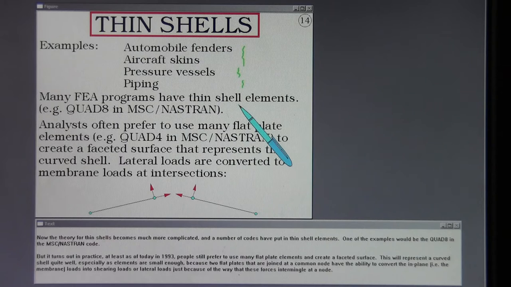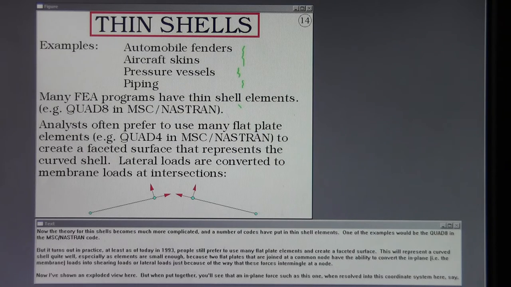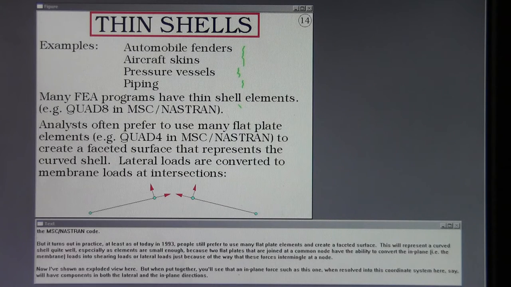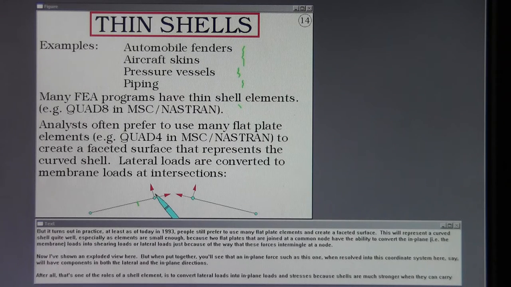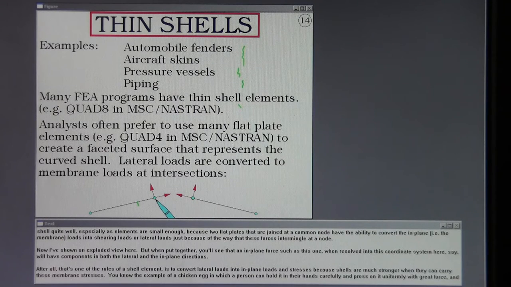But it turns out in practice, at least as of today in 1993, people still prefer to use many flat plate elements and create a faceted surface. This will represent a curved shell quite well, especially as elements are small enough, because two flat plates that are joined at a common node have the ability to convert the in-plane or the membrane loads into shearing loads or lateral loads just because of the way that these forces intermingle at a node. Now, I've shown an exploded view here, but when put together, you'll see that an in-plane force such as this one, when resolved into this coordinate system here, say, will have components in both the lateral and the in-plane directions.